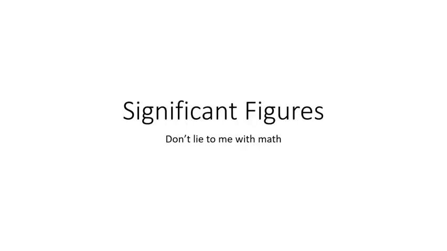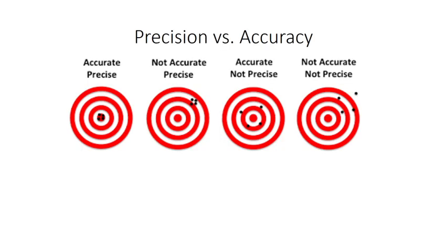Okay, so this is going to be a new one because we did not talk about this in advanced chemistry. So we're going to talk about significant figures. Significant figures deal with accuracy and precision. And as you can see here, there are varying degrees of both accuracy and precision.